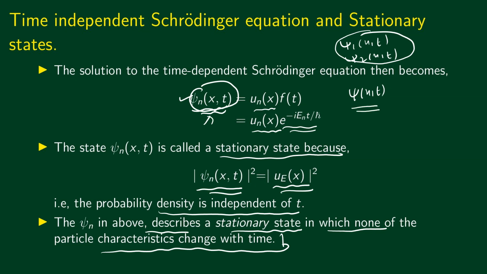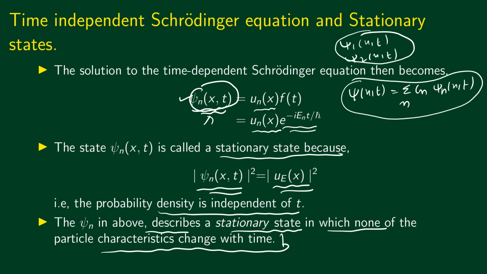So the general solution would be psi of x comma t is equal to sum over n. There would be some expansion coefficients which we can call Cn, and then psi n of x comma t. This would be the general form of a solution, which means that the system need not be in an energy eigenstate. It could be in a superposition of energy eigenstates.